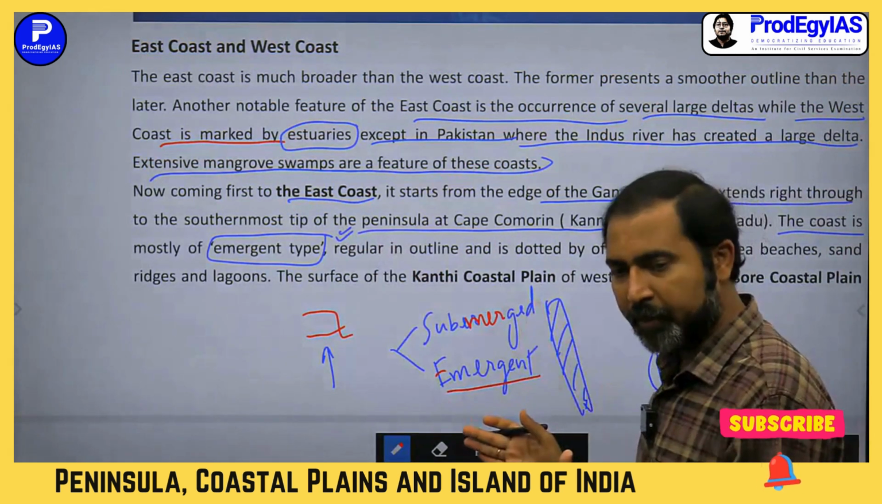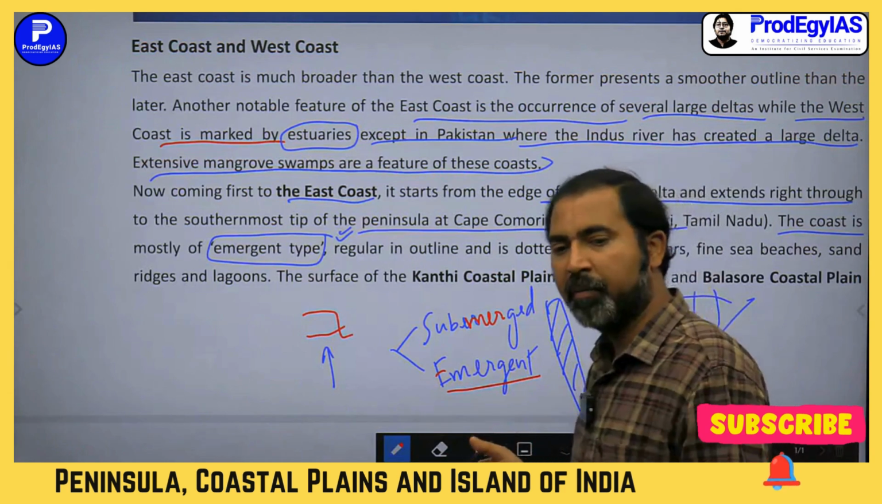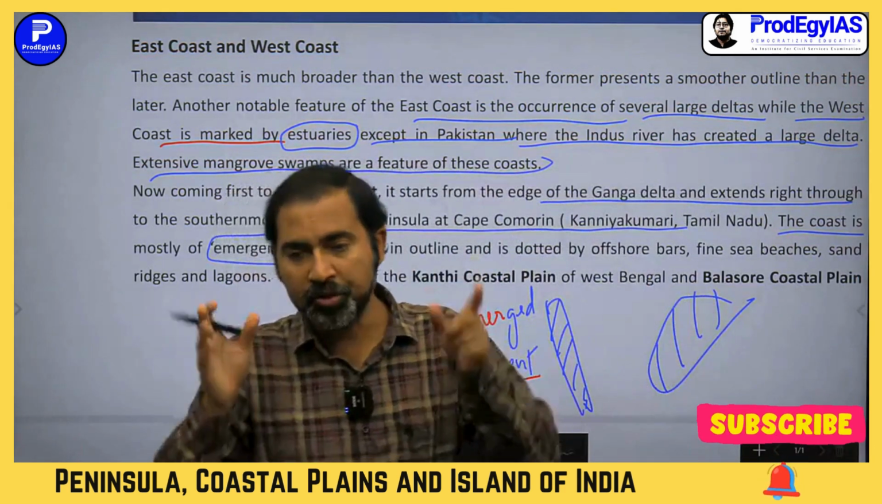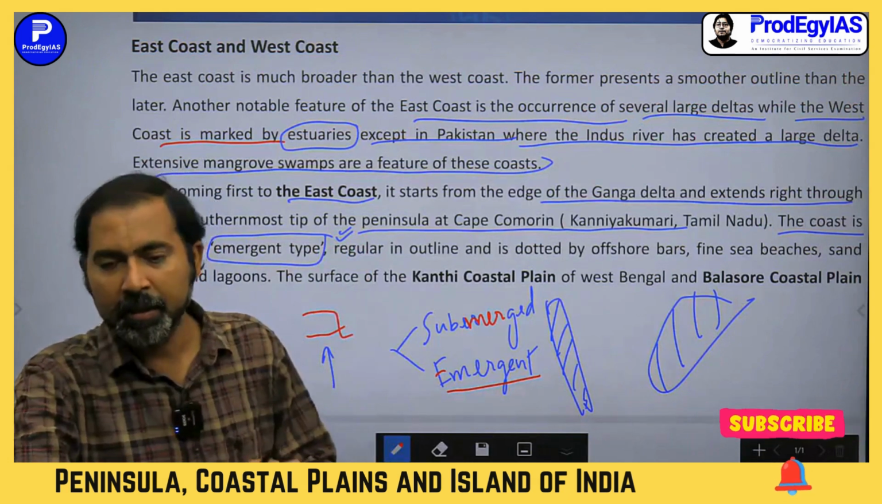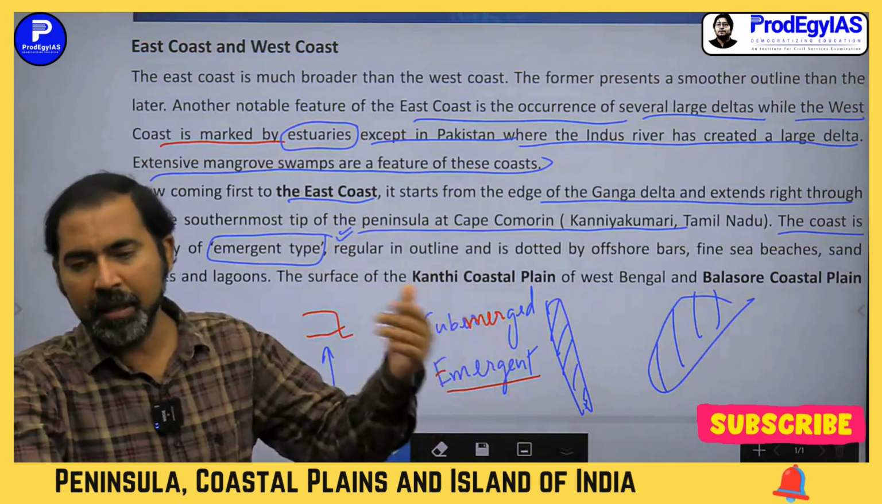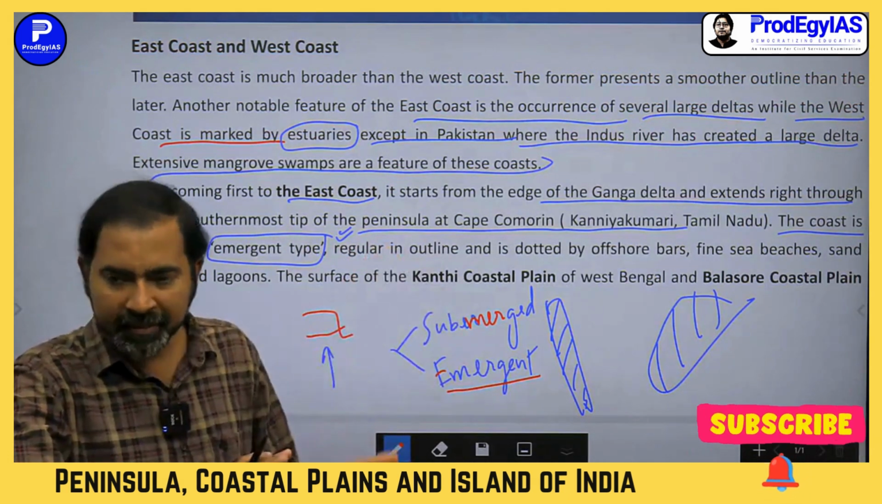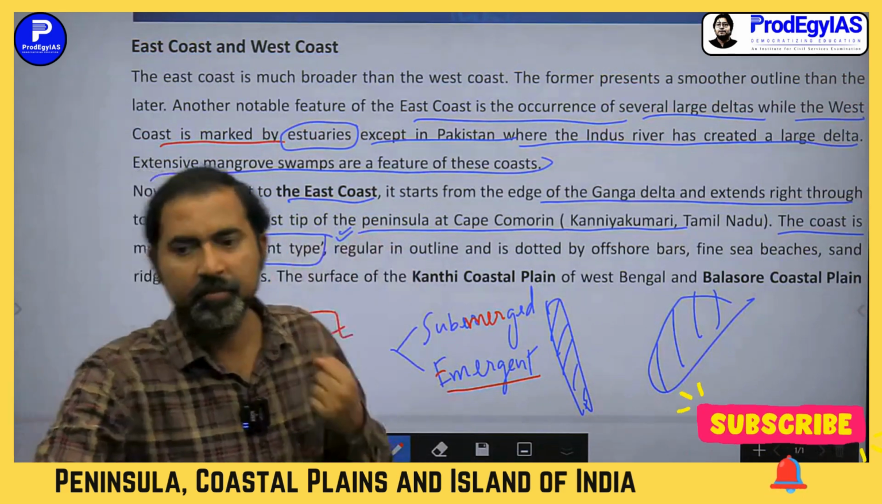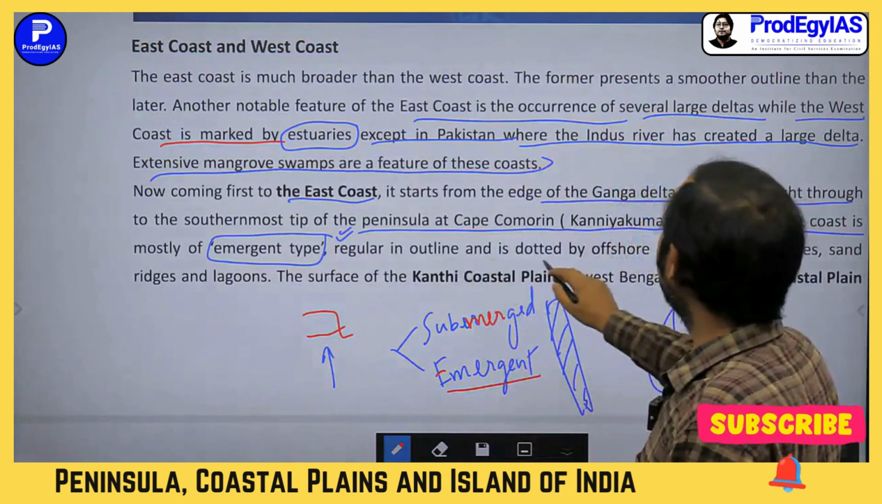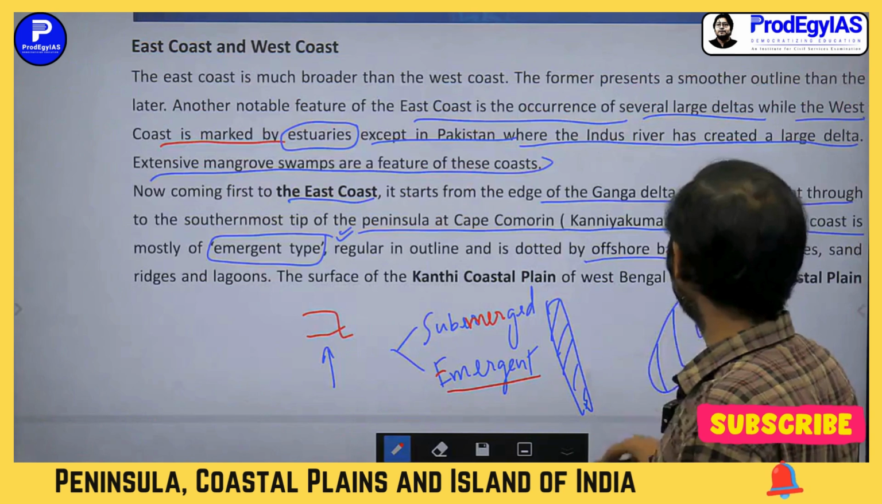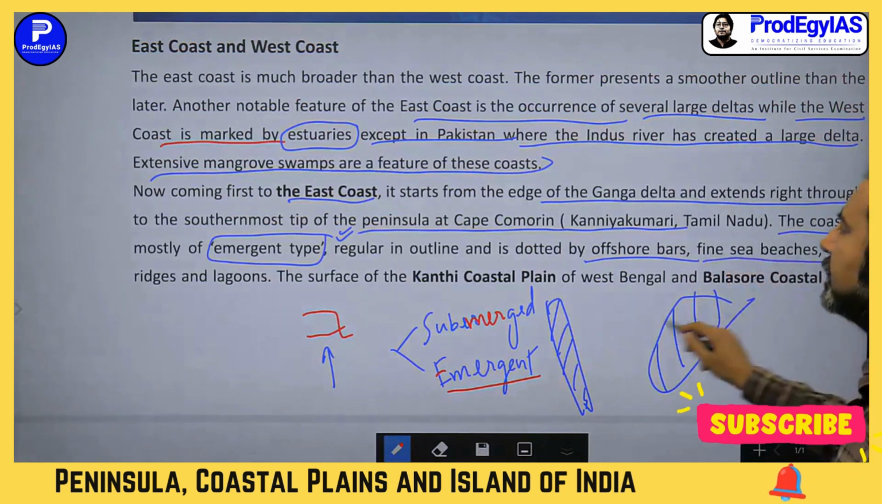The coastline is an example of Pacific longitudinal type. The coastline means that it is surrounded by volcanic chains, mountain chains. Okay, then the eastern coast is largely emergent type, means the land has come out of the water. Regular in outline and dotted by offshore bars. There are offshore bars, fine sea beaches, sand ridges, lagoons.